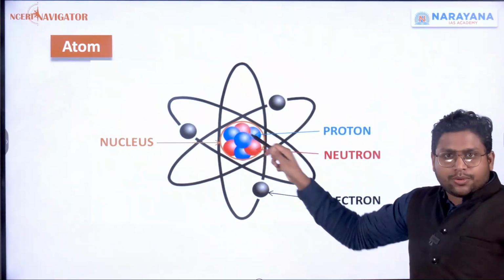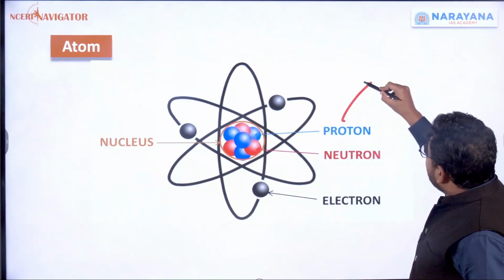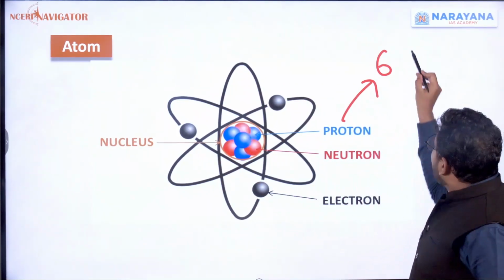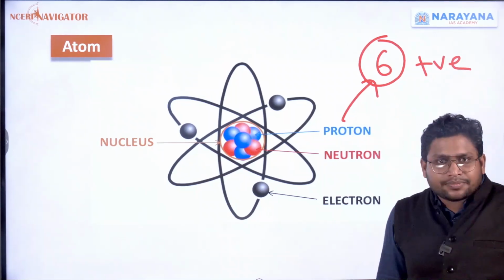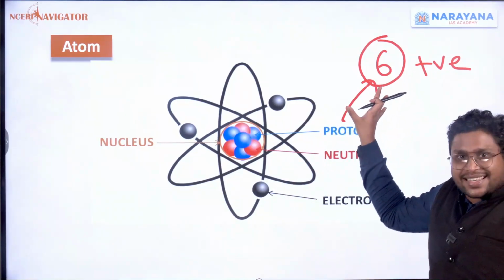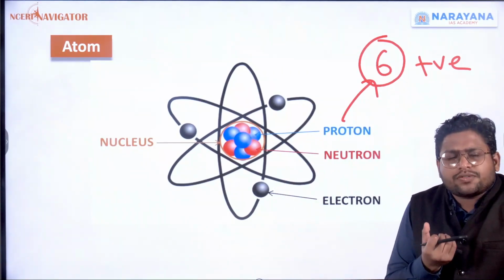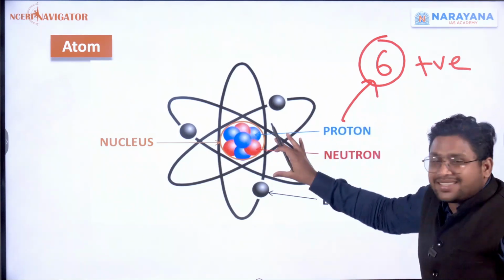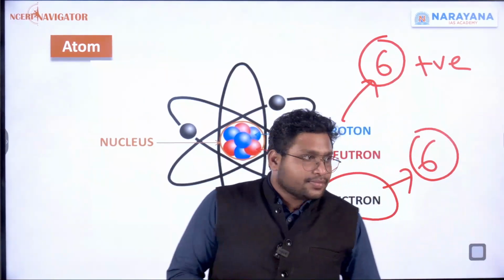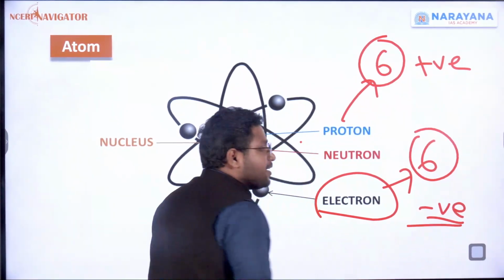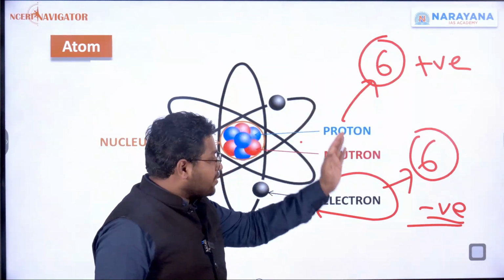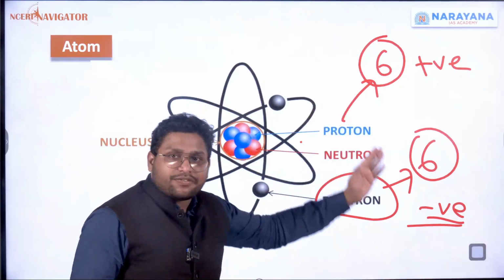I am saying the proton, this blue color part, let's say the number of protons in this particular atom is 6, and all these 6 are positively charged particles, right? Proton is a positively charged particle. In this atom we will also find the total number of electrons is also 6, and electrons are negatively charged particles. So interestingly, we have exactly equal numbers of protons and electrons. One is positive, one is negative.